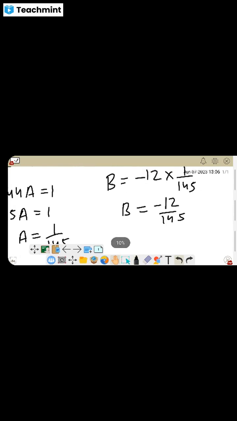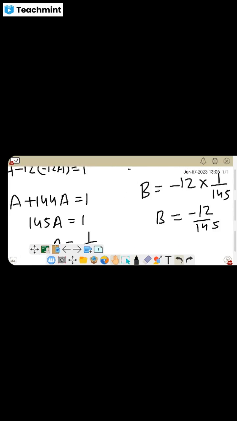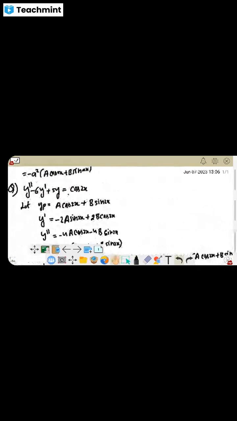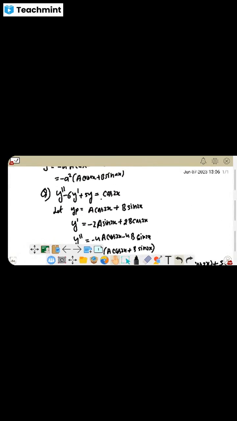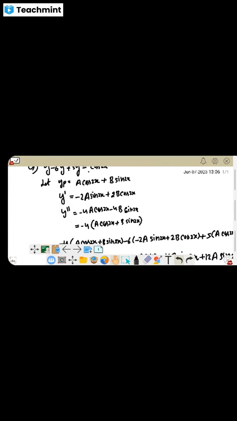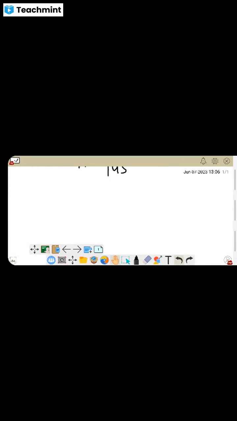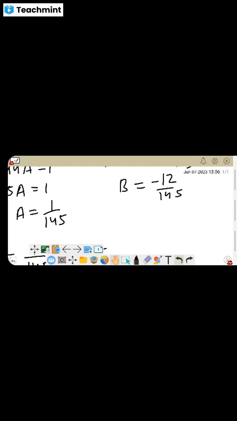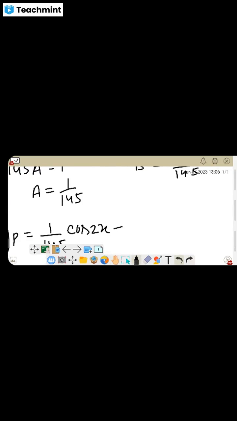Got it? So these are the values of a and b, and we need to put them here. So the required yp is equal to a, which is 1 upon 145, into cos 2x minus, because the value of b is negative, so take minus 12 upon 145 into sine 2x.